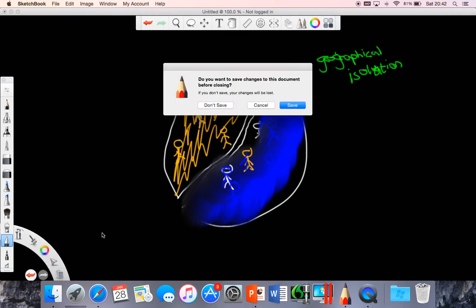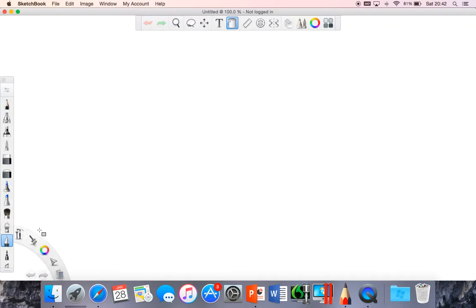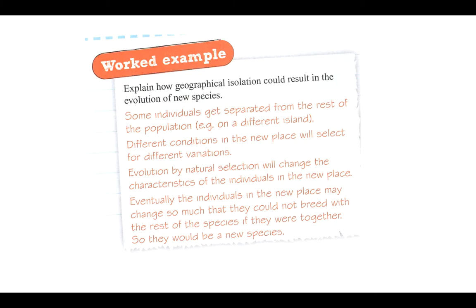So, if we have a look back at the answer that has been given to the exam question we were looking at, it says, explain how geographical isolation could result in the evolution of a new species. Some individuals get separated from the rest of the population, e.g. on a different island. The different conditions in the new place will select for different variations. Evolution by natural selection will change the characteristics of the individuals in the new place, and over time, eventually, the individuals in the new place may change so much that they can no longer breed with the rest of the species. Remember, a species is a group of organisms that can reproduce to produce fertile offspring. If they change so much genetically, they may no longer recognize each other, and as a result, they become different species.